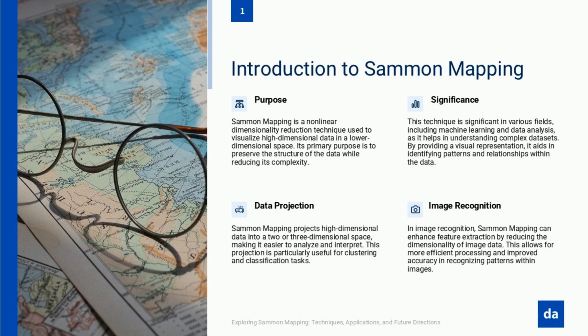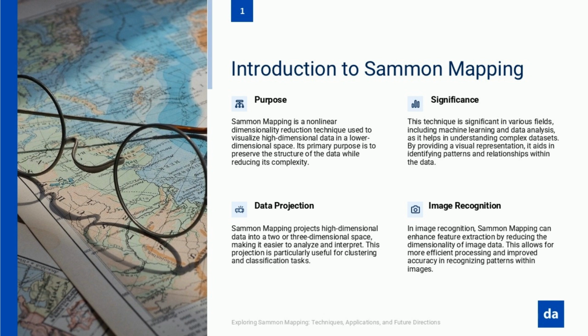Picture this. You're in a new city, lost, and all you have is a detailed map with 1,000 roads and landmarks. Too much detail, right? What if someone gave you a simplified map that only showed the key locations, making it much easier to navigate? That's exactly what Sammon mapping does with data. It takes high-dimensional chaos and translates it into something more understandable while preserving essential relationships.